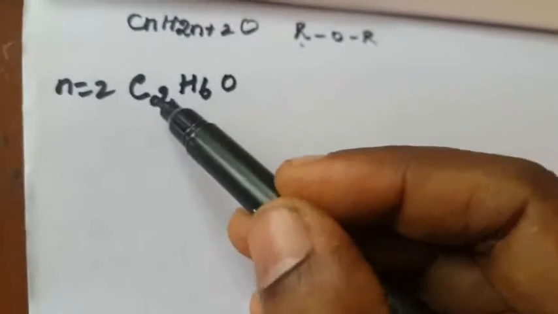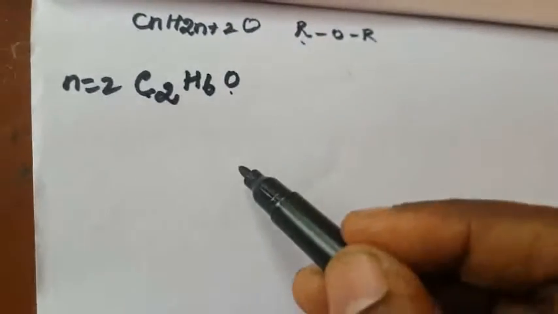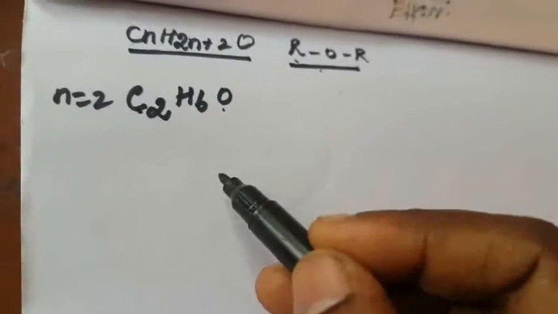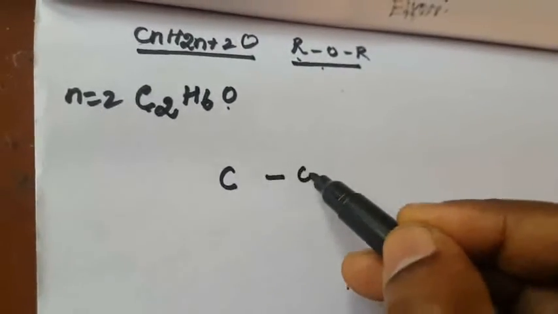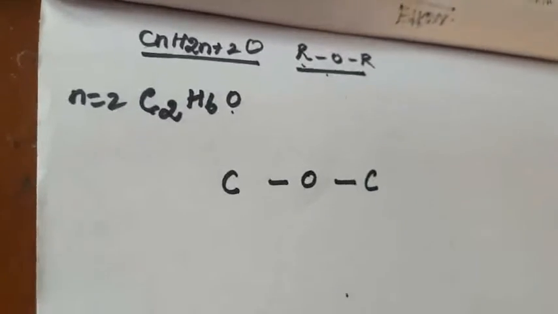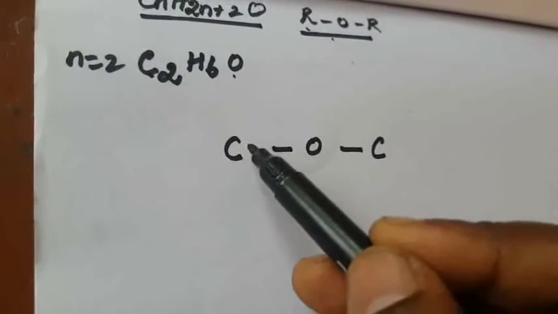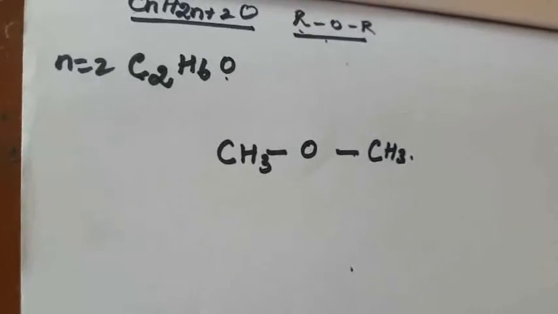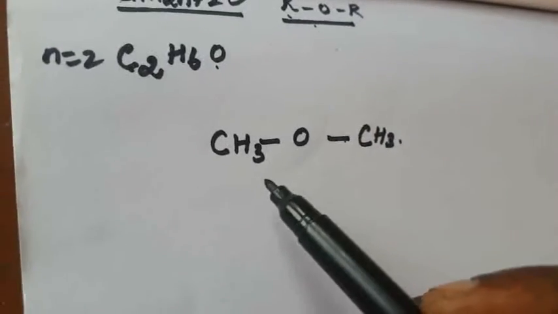Here 2 carbons are there with 1 oxygen. We write the structure with 1 carbon, in the middle 1 oxygen, and on the other side another carbon. With 1 bond on each carbon, how many hydrogens are there? That is CH3 on each side. What is the name of this compound?